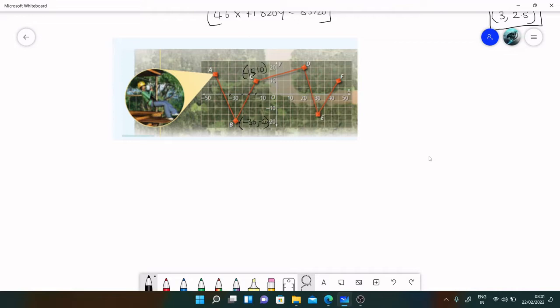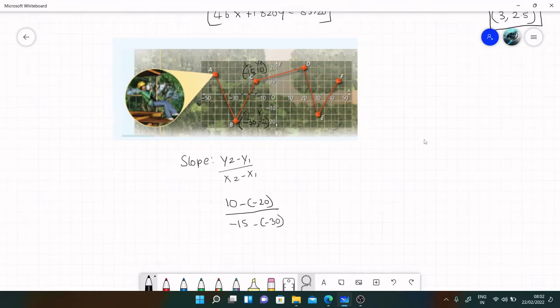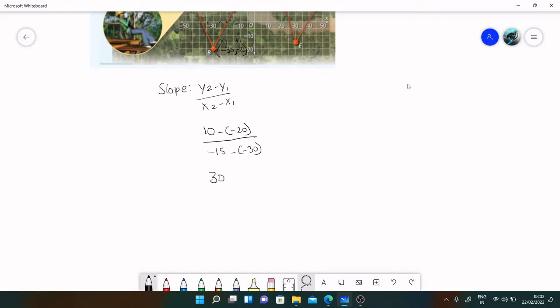We'll start with slope, y2 minus y1 by x2 minus x1. Let's also assign this, let's say this is x2, this is y2, this is x1, this is y1. So it will be 10 minus 20 divided by minus 15 minus 30. That would give us 30 by 15. That's 2. Our slope is 2.